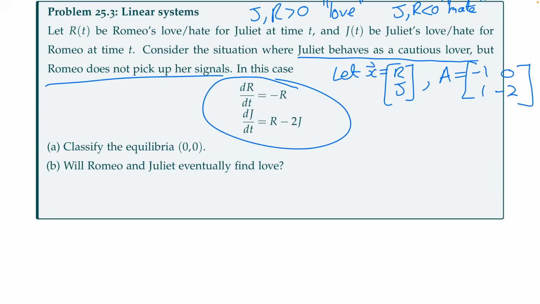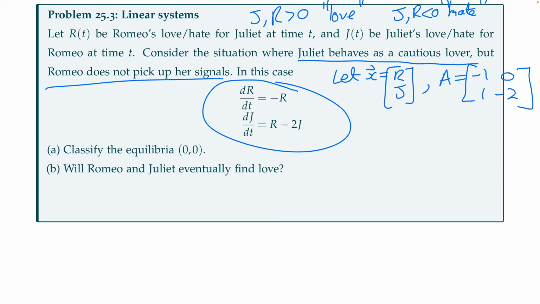Okay, so here we're asked to classify the equilibrium. There's only one equilibrium at 0, 0. This is a linear system where we're going to have one equilibrium, unlike our nonlinear systems where we can have more than one equilibrium. So how do we do this? Well, we can just look at the trace, which is going to be -1, -2.